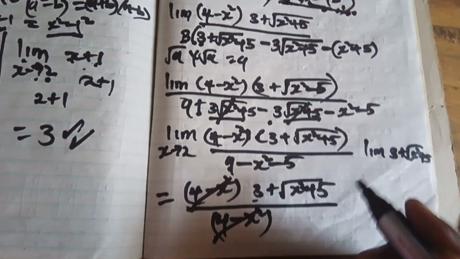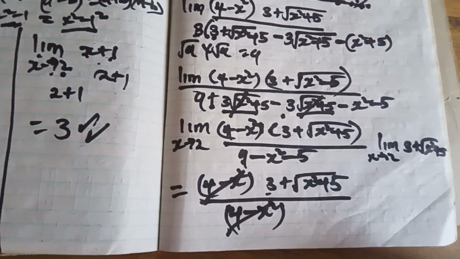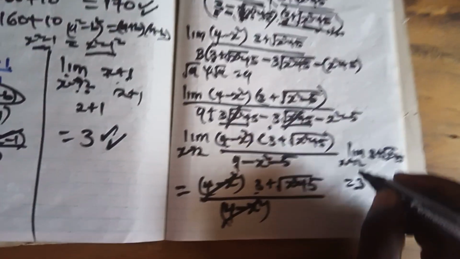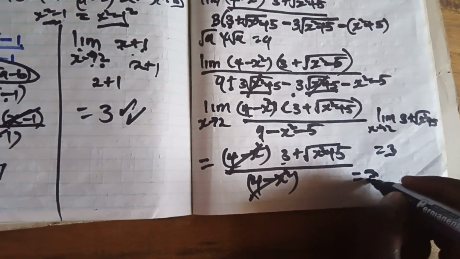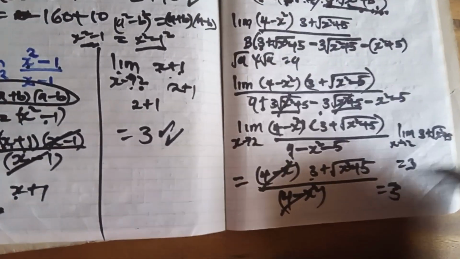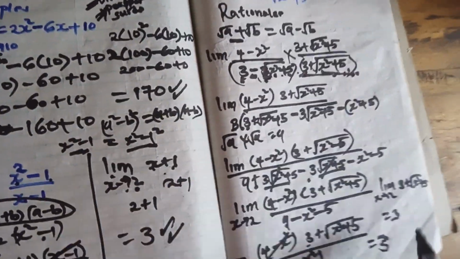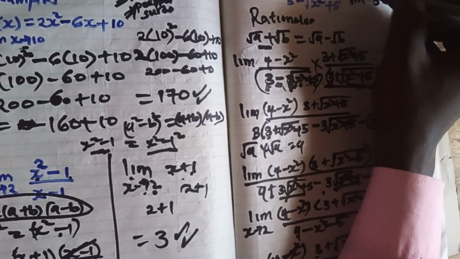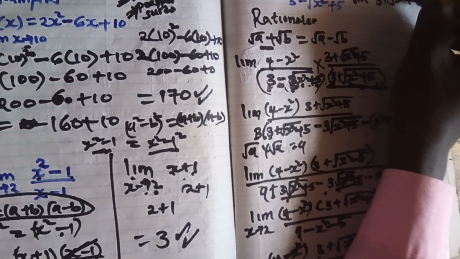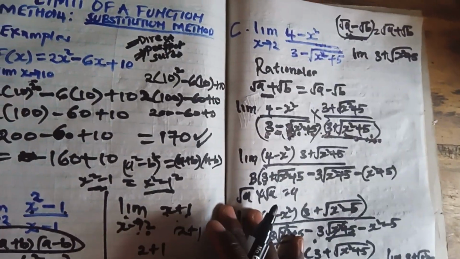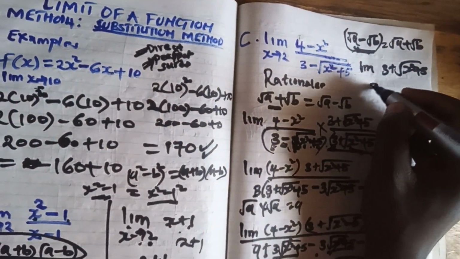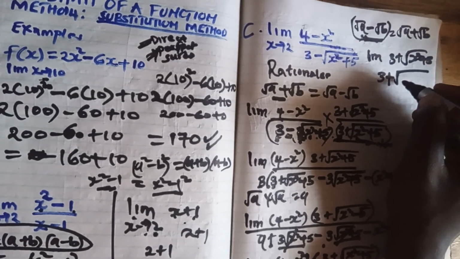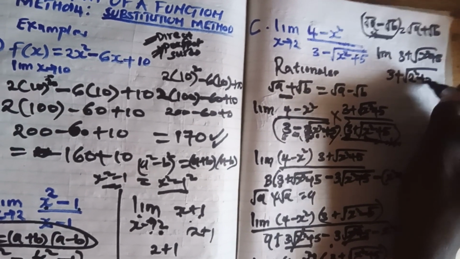So we replace the value, as the limit approaches 2. Let us use this space up here. The limit of 3 plus the root of x squared plus 5. But we have to replace the value of x. So it will be 3 plus the root of 2 squared plus 5.